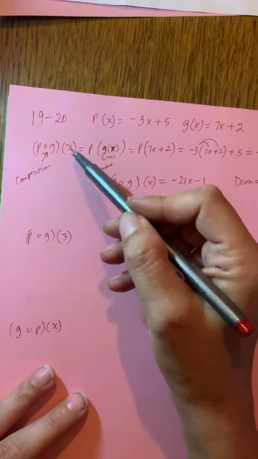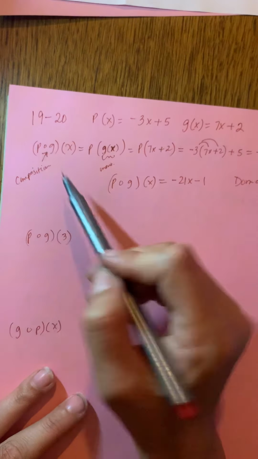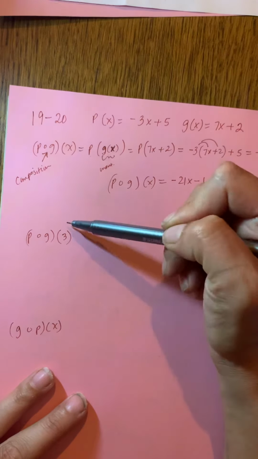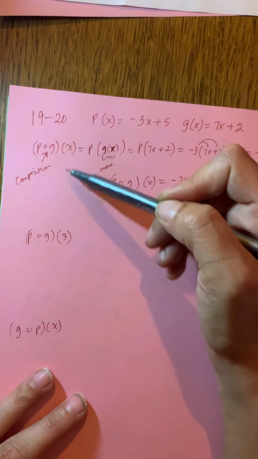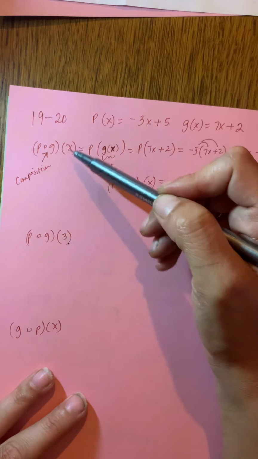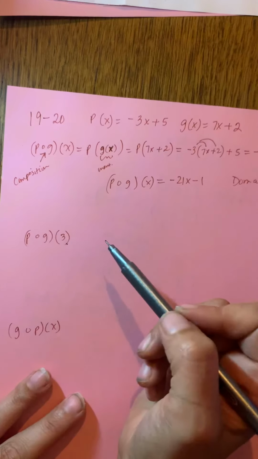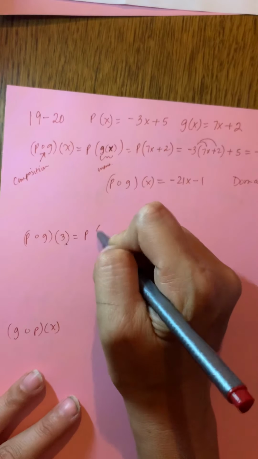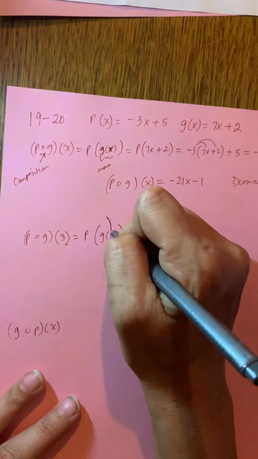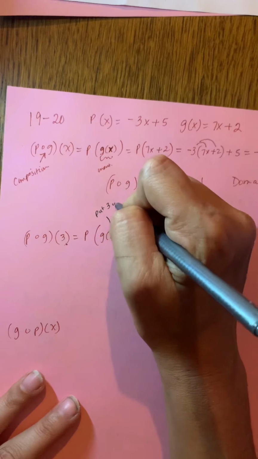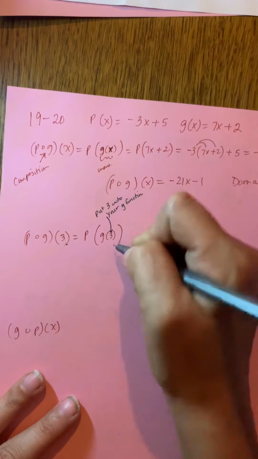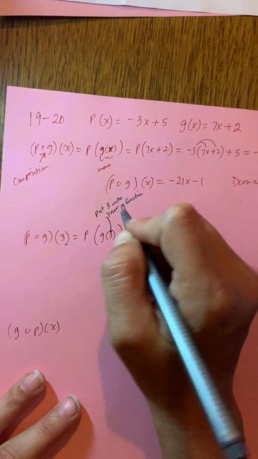Now notice the difference in the presentation here. The first part looks exactly the same. It's composition, P of G, those are the same. But now notice there's a value in the place where the X was. So how do I make sense of this? This is a smidge more complicated. What P of G of 3 says in plain English is you're going to put a 3 into your G function. That's called our input. So let me show you what that looks like.